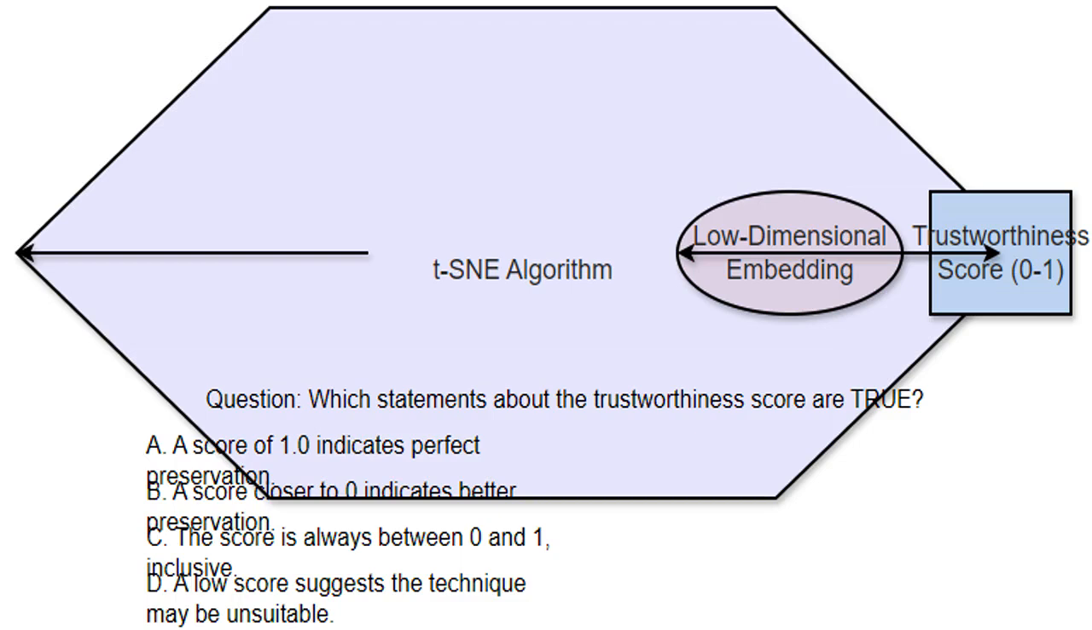The trustworthiness score is always a number between 0 and 1, inclusive. 1 means perfect preservation of the original neighborhood relationships. 0 means no preservation at all. It's a handy way to evaluate how well t-SNE performs its job.